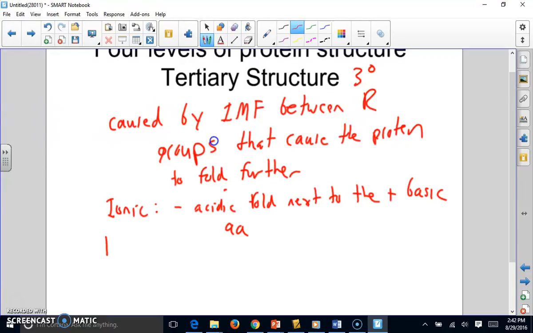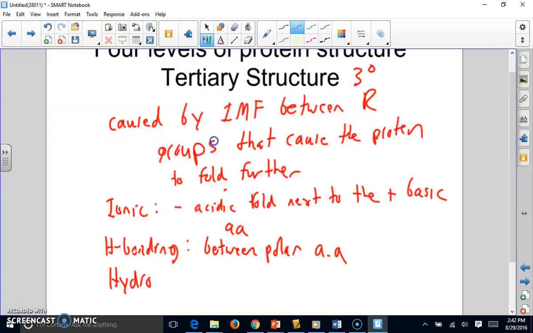Next, we have hydrogen bonding, like we had in the secondary structure. Hydrogen bonding occurs between polar amino acids. So two polar amino acids will hydrogen bond with each other. They have oxygens and hydrogens that can hydrogen bond. Then we have one of the most important interactions. It's called the hydrophobic effect.